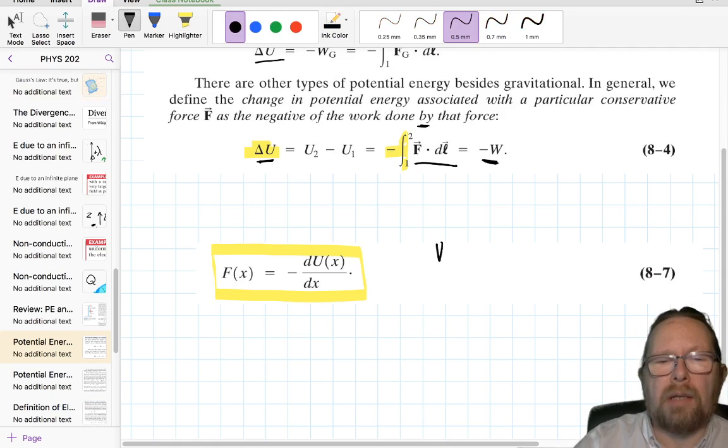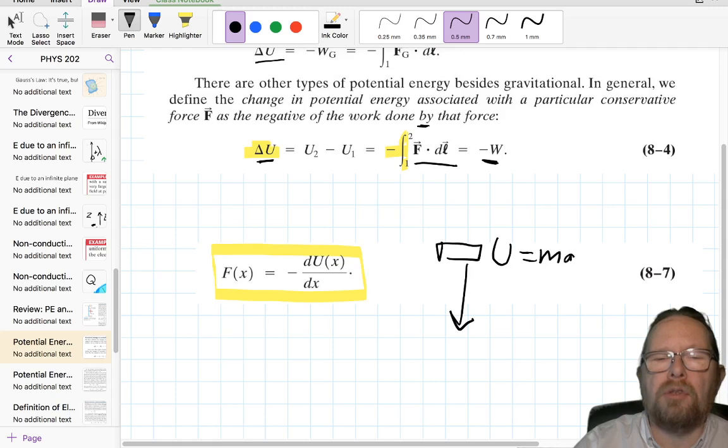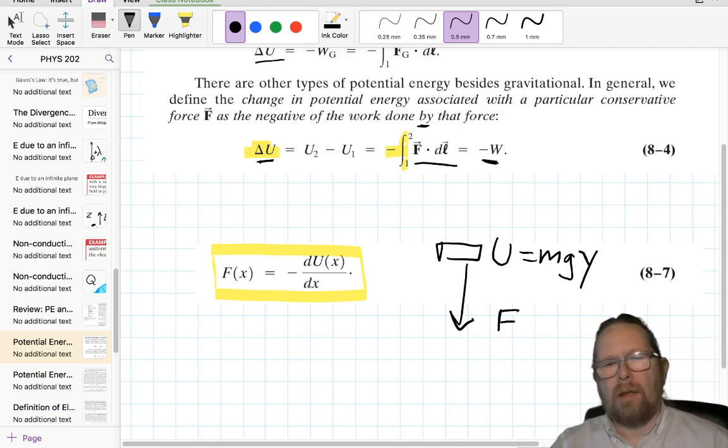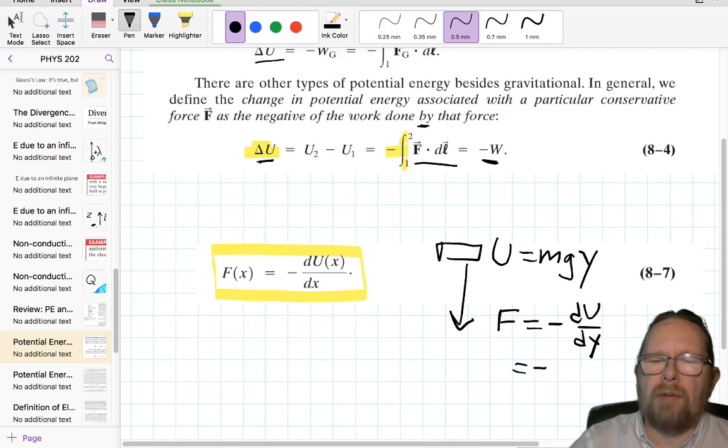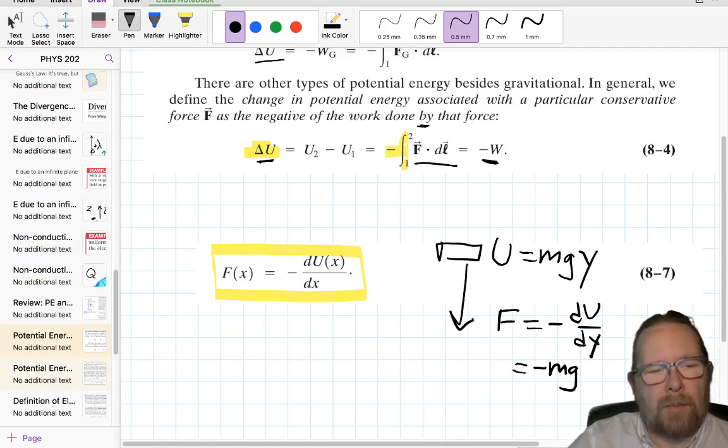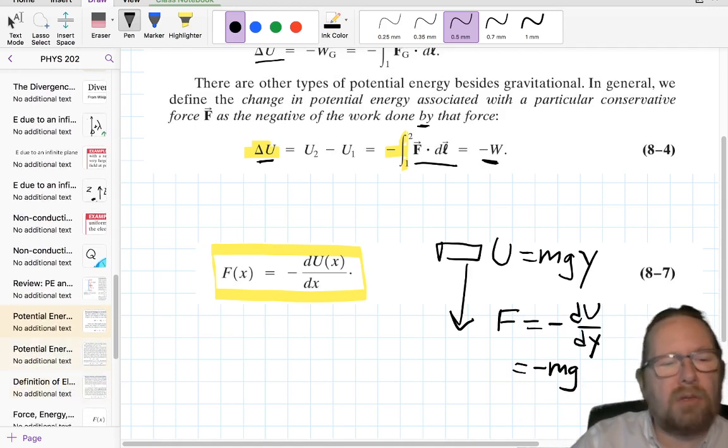If you've got an object in a gravitational field that has potential energy equal to mgy, where y is the vertical coordinate, then the force on this object is equal to negative dU/dy, which is equal to negative mg, which we should recognize is just the weight, the force being exerted by gravity. So this relationship between the potential energy and the force is universal. It goes for any conservative force, and electrical forces happen to be conservative forces as well.